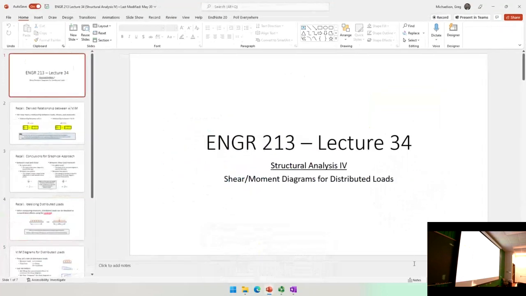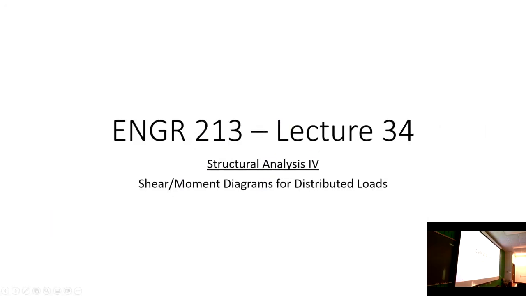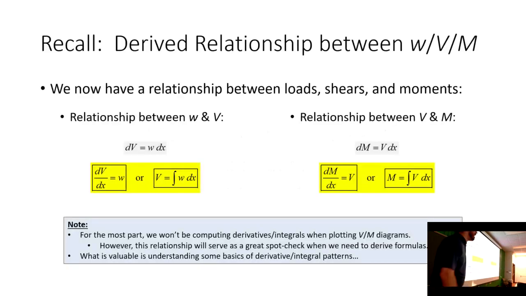All right, let's get into structural analysis, shear and moment diagrams for distributed loads, okay? And I want to be clear that the theory and the ideas don't change from the last lecture. When you derive your relationship between loads, shears, and moments, we weren't looking at a particular load case, whether it was distributed loads or triangular loads or anything like that. We were just looking at a beam subjected to arbitrary loads, and this is what we got.